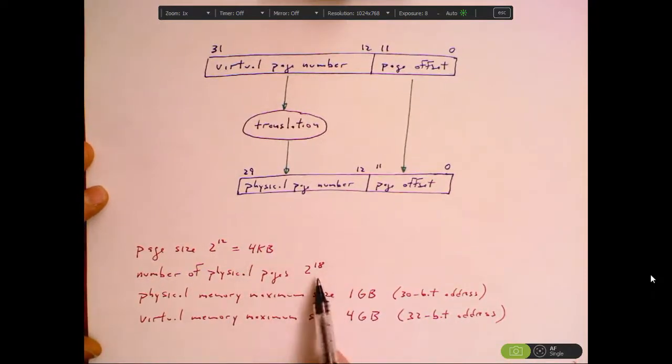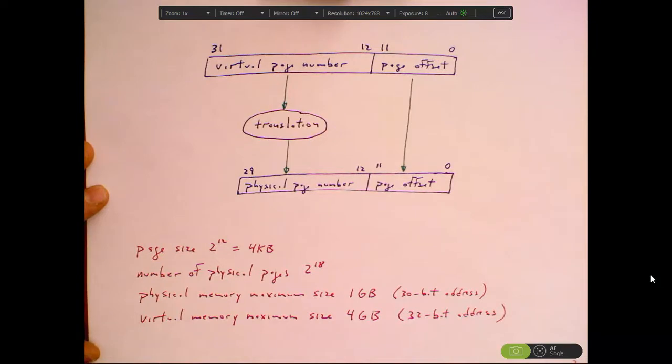This leaves 18 bits in the physical address for the physical page number. So the physical memory maximum is just going to be 1 gigabyte, a 30-bit address, and the virtual memory maximum is going to be 4 gigabytes, corresponding to a 32-bit address. Okay. Again, virtual memory is backed up on disk.